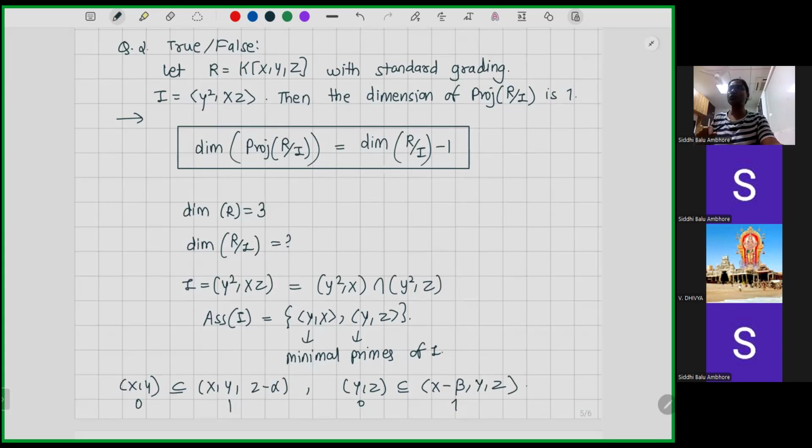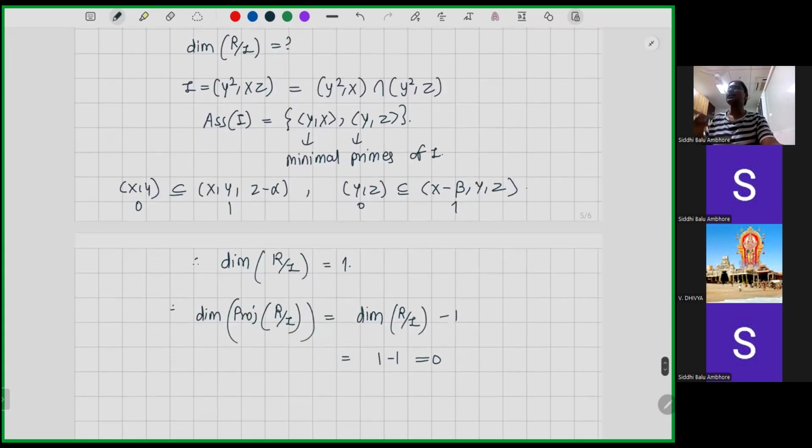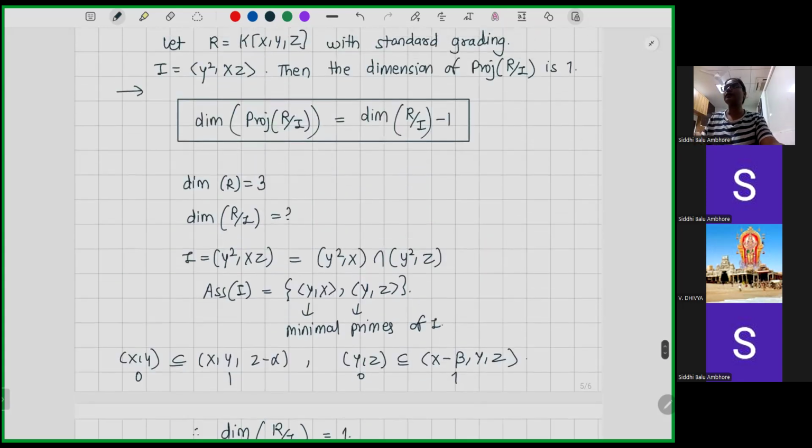So inside Proj, the chain of prime ideals in R/I is only these minimal ideals, (x, y) and (y, z). These are prime ideals, and these are the only minimal prime ideals when I look at them in the Proj. So therefore the height is 0 for this Proj R/I. I hope that is clear.